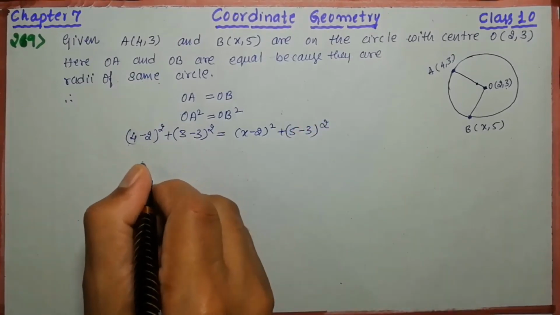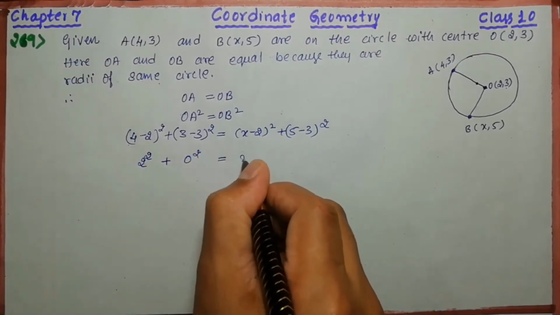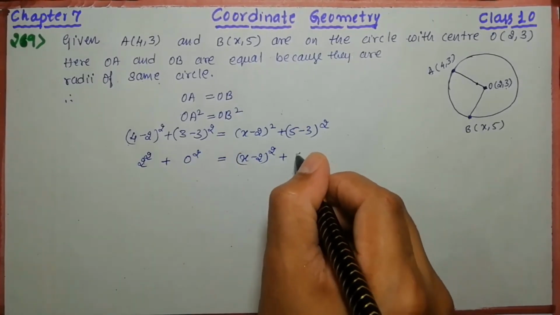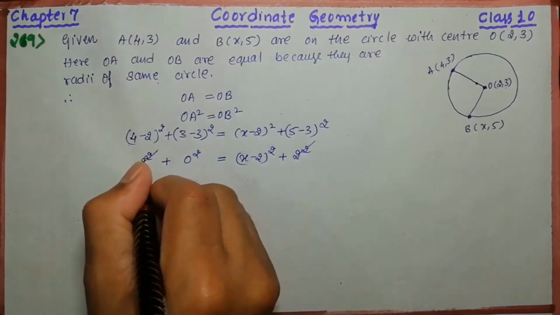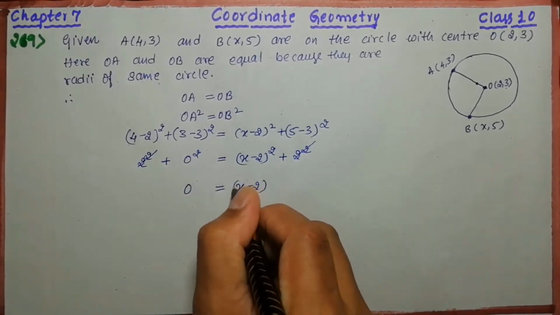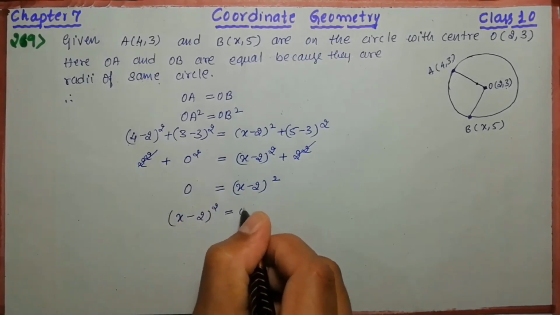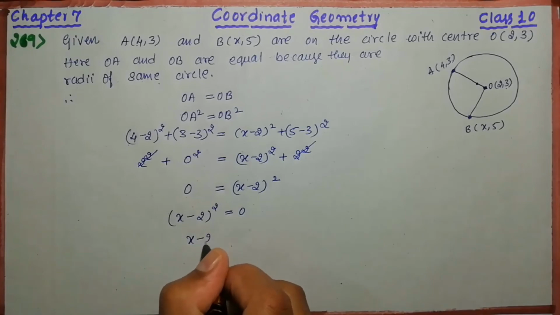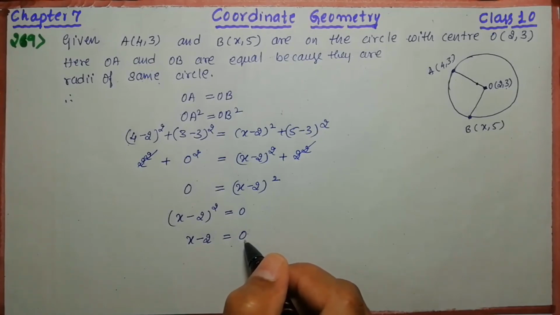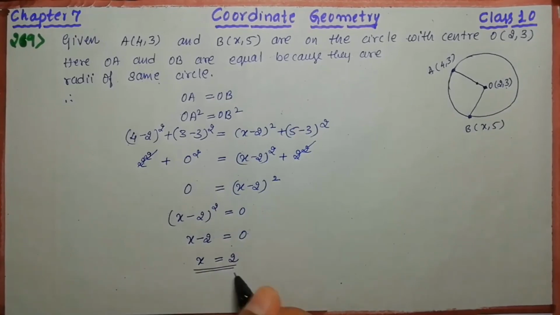Now 4 minus 2 whole square becomes 2 square, plus 3 minus 3 becomes 0 square, and x minus 2 whole square stays as it is. Don't expand this one, write it as it is, plus 5 minus 3 becomes 2 square. Now 2 square gets cancelled. What remains on the left hand side is just 0, equal to x minus 2 whole square. So x minus 2 whole square is equal to 0. If you shift the square to the right side, x minus 2 is equal to 0, because the square root of 0 is 0 itself. If you shift minus 2 to the right side, it becomes 2. x is equal to 2.